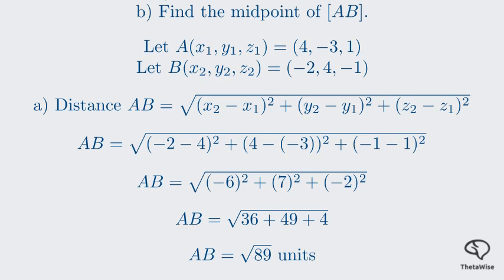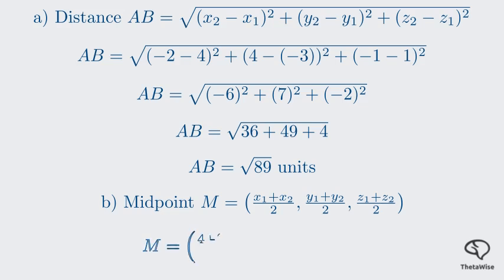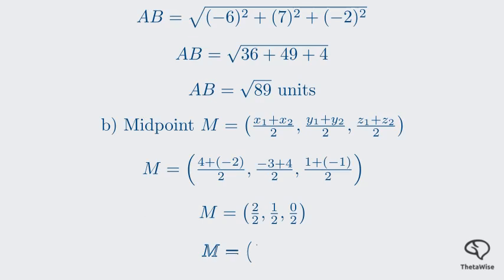Next, let's find the midpoint of AB using the midpoint formula. We average the x-coordinates, 4 plus 2, over 2. We average the y-coordinates, 3 plus 4, over 2. And we average the z-coordinates, 1 plus 1, over 2. This simplifies to 2 over 2, 1 over 2, 0 over 2, which gives us the coordinates (1, 1/2, 0). So the midpoint of the segment AB is (1, 1/2, 0).